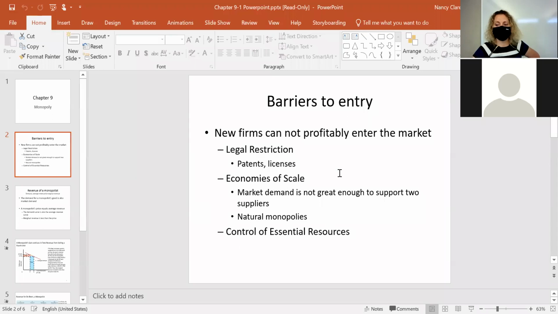We're really not going to talk about natural monopolies in this particular chapter. We're going to focus on the other monopolies, the monopolies that do have a lot of control over their pricing and things like that, okay?